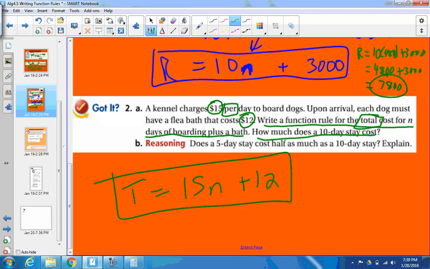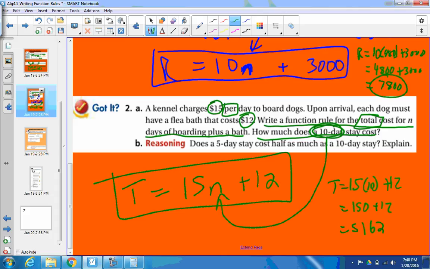Nice. And then it says how much does a 10-day stay cost? Well, if we're doing 10 days, that 10 days would have to go in for the n, because n is representing days. So t would equal 15 times 10 plus 12. T would equal 150 plus 12. So T would equal $162 for 10 days.